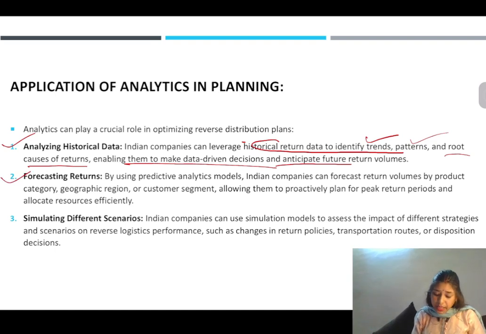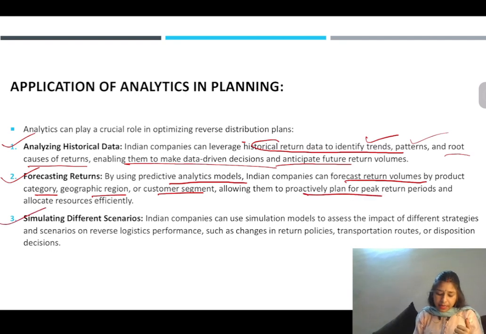Then next is forecasting returns. So they can use predictive analytics. We have already discussed what they can do using predictive analytics: by building data models from historical data they can forecast the return volume by product category, geographic region or customer segment, and then proactively plan for the peak return times.